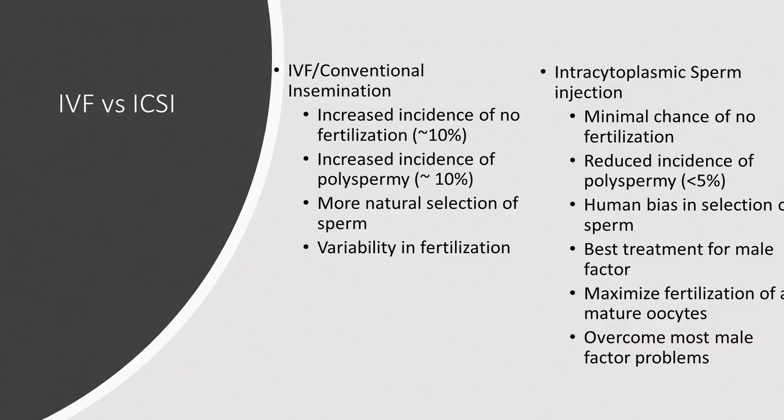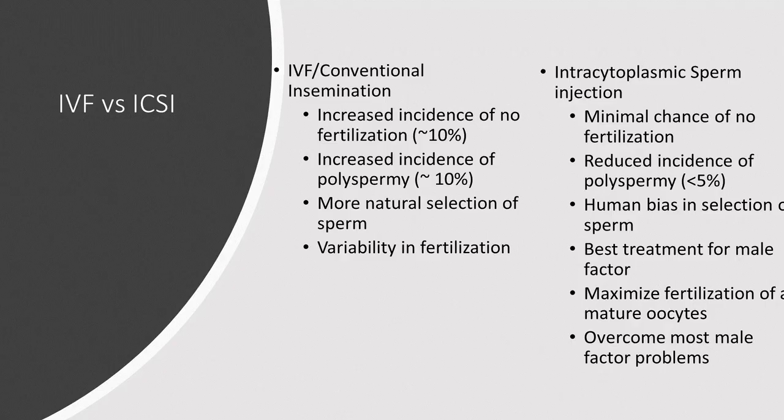What are some of the advantages and disadvantages of utilizing ICSI in the ART lab? Historically, conventional insemination resulted in low or no fertilization approximately 10% of the time. Additionally, without the natural block to polyspermy, there is a higher incidence of abnormal fertilization in some cases. Although conventional insemination is a more natural selection of sperm, it is thought that the oocytes that don't fertilize and those that fertilize with polyspermy would not have resulted in a good quality embryo.